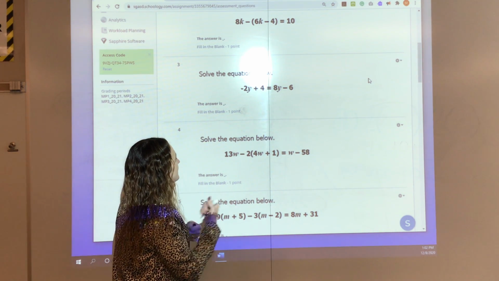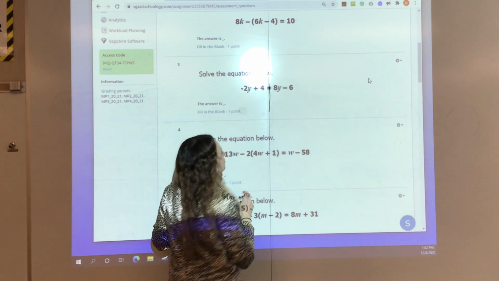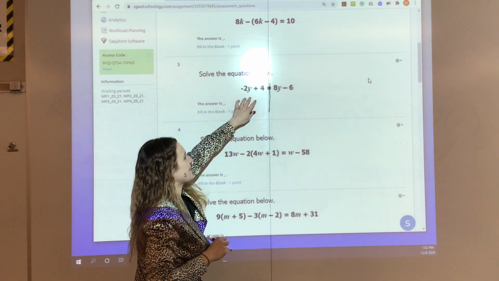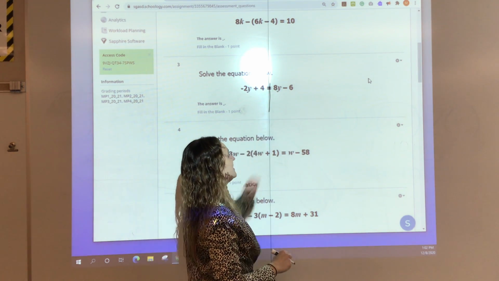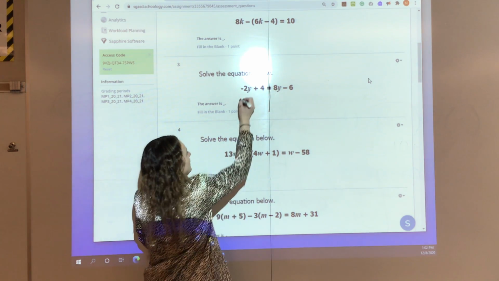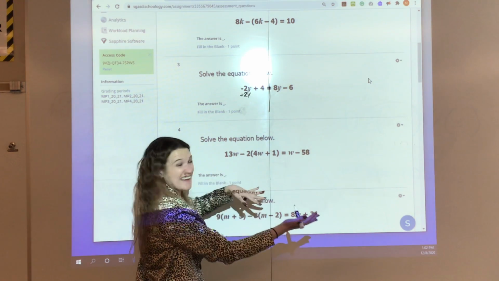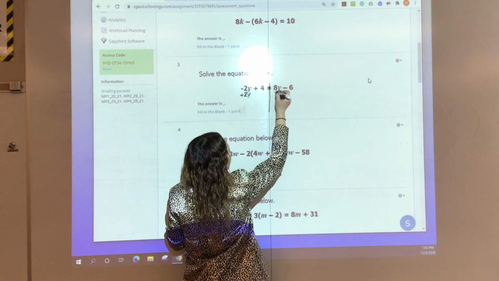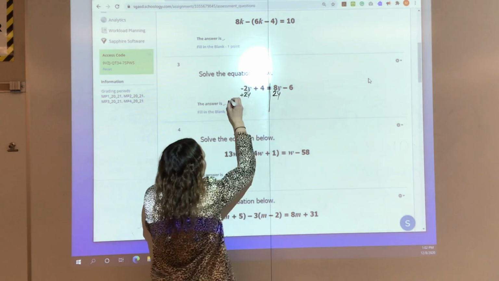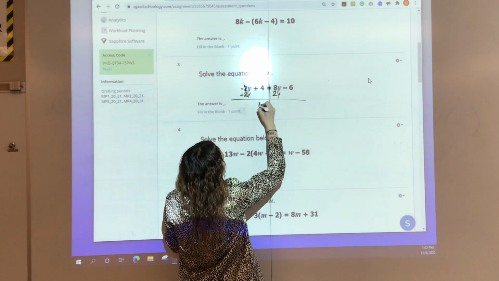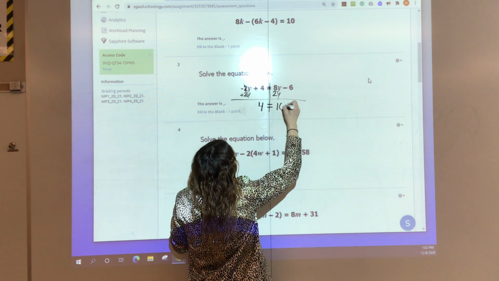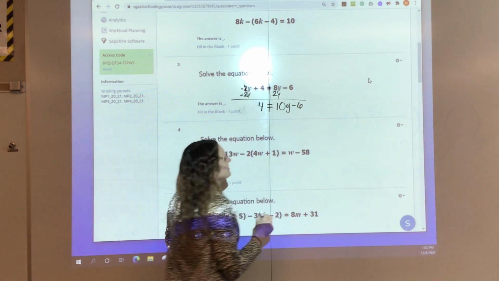For number 3, still have that two sides of the equal sign. I can't combine these, they're not like terms. So I'm going to add my 2y to the other side of the equal sign. I can only add it to a like term, and this is the only thing with a y, so I'm going to add it to my 8y. This goes away. I'll drop down my 4 equals 10y minus 6.